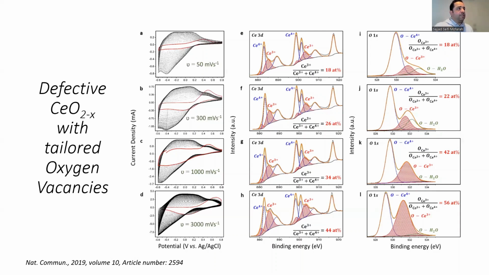And the XPS results for the 3d orbital of cerium, and also for the 1s orbital of oxygen, are shown here in figures E, I, F, J, G, K, and H, L. And these XPS results show that by increasing scan rates, you increase the concentration of oxygen vacancy in your system.